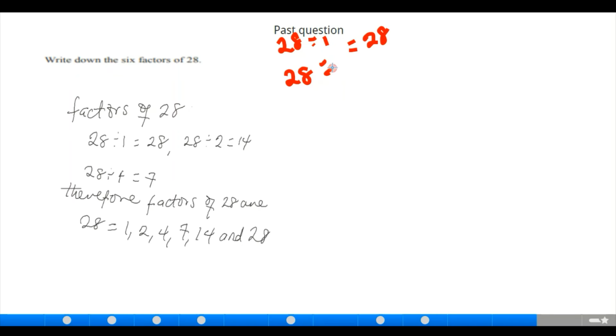Let's start with 2. 28 divided by 2. Let's see. I believe 2 can go into 8 how many times? 4, right? 2 can go into 2 how many times? 1. So 2 is a factor of 28 as well.